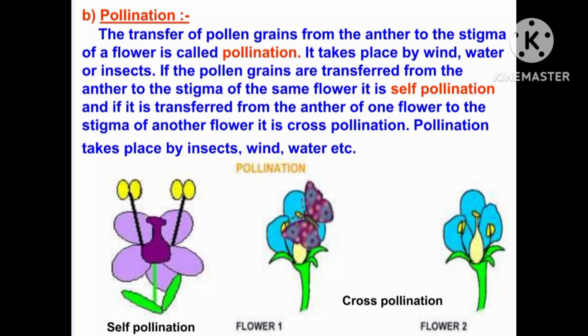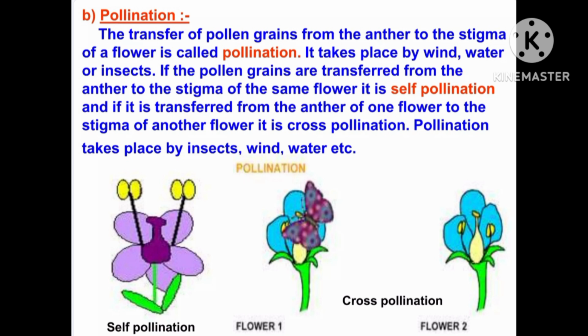It takes place by wind, water or insects. Now let us learn what self pollination and cross pollination are. If the pollen grains are transferred from the anther to the stigma of the same flower, it is self pollination. As the name itself indicates, the flower pollinates by itself. The male gametes reach the female gamete of the same flower.